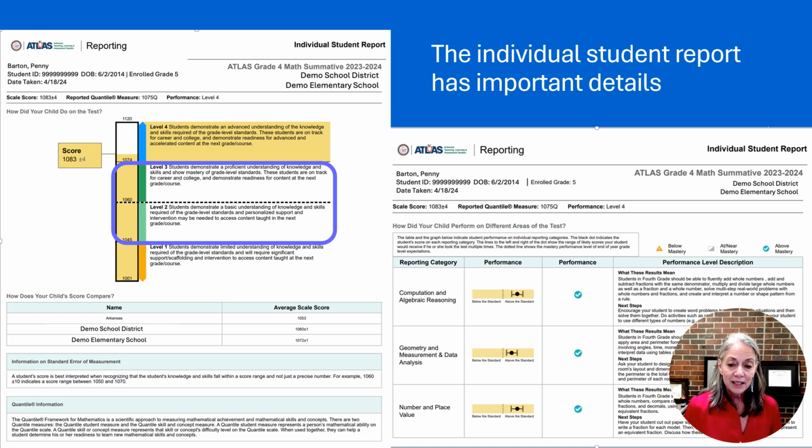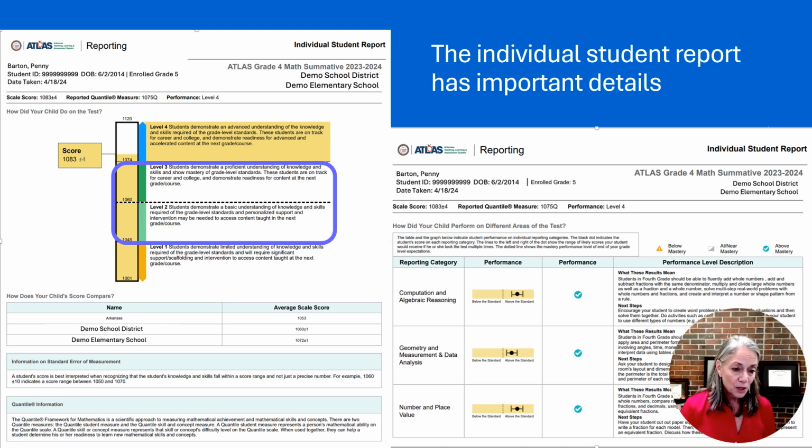What that means is we're pretty sure if the student took this test again and again and again, they'd fall within that range, which is above the cut point for level 4. So we're pretty confident the student is a level 4 student. I can also see how other students did in my school district. So this particular school district was right at the proficient cut, the 1,060. And so my student was above the score for other students in grade 4 math last year.